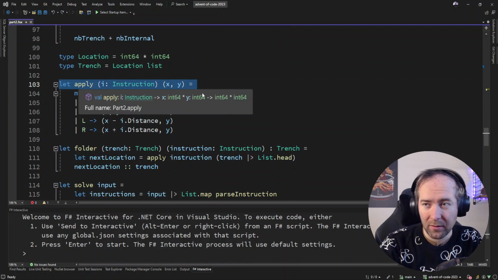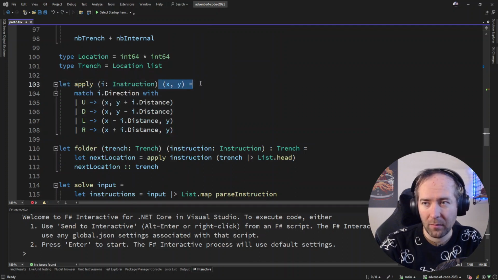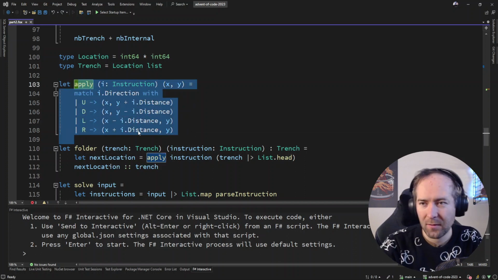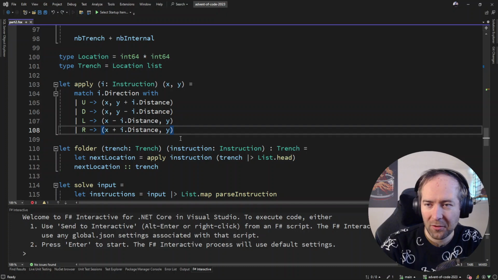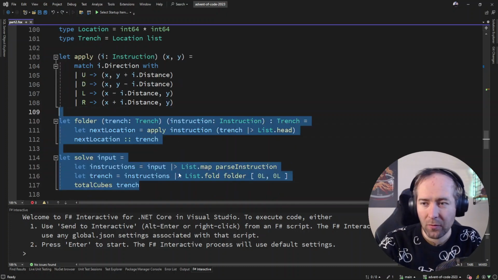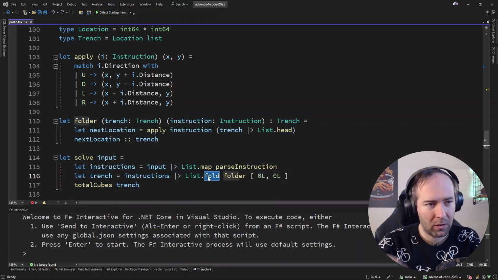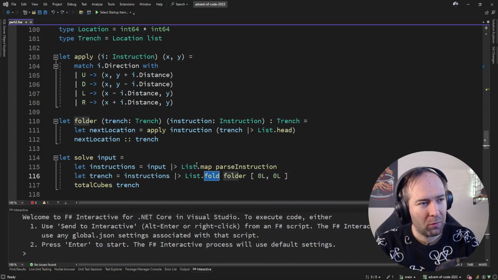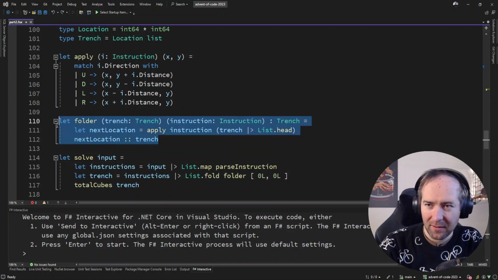One is to apply an instruction given a current point. So that's just looking at the direction and applying the delta or the distance on the correct coordinate in the correct direction. And then finally a solve function that uses a good old fold, because we are building up state over a list of instructions, then it's always fold for me. And this is my folding function.